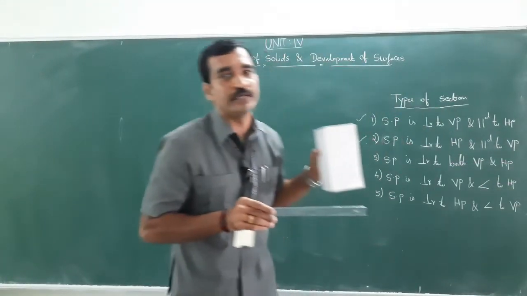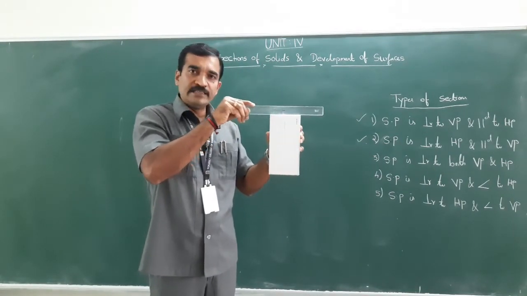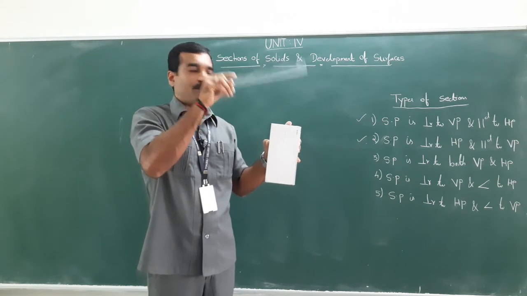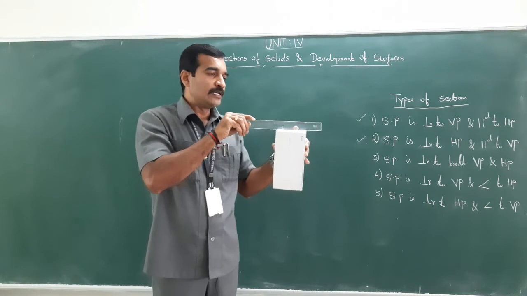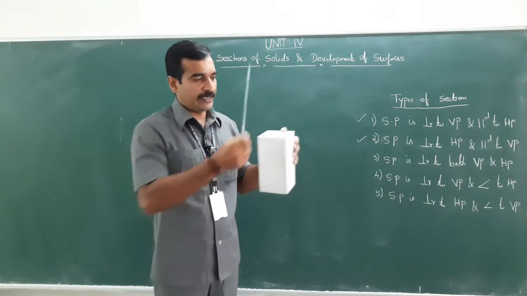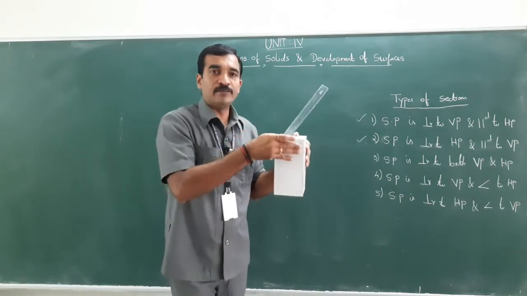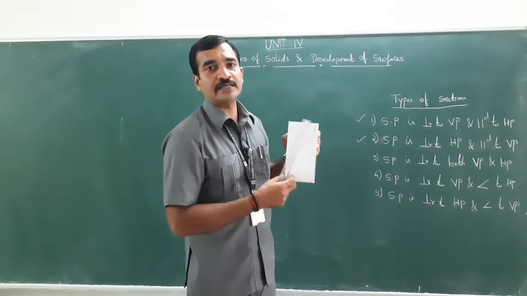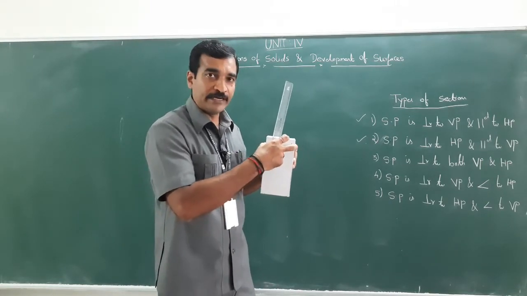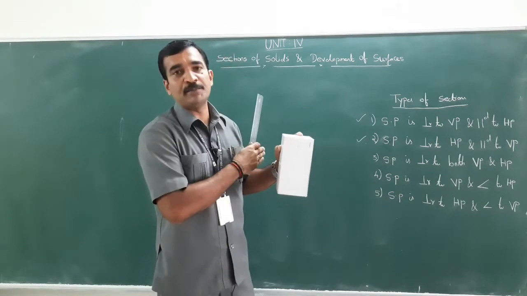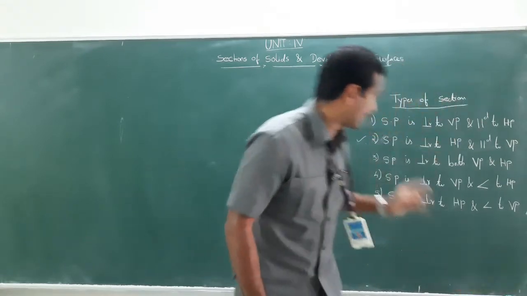Now, let me just take the object. So now look at here. If I cut in this position, that means the section plane is parallel to VP and perpendicular to HP. If I cut in this manner throughout, then this front rectangular face will be removed. Got it? So this front portion will be removed and the remaining portion would be the rear side. So that satisfies the second condition.